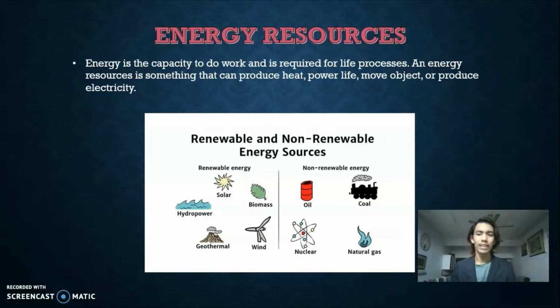So what is energy? Energy is the capacity to do work and it's required for life processes. And energy resources are something that can produce heat, power life, move objects or produce electricity. We can divide energy sources into two classes: first, renewable energy and non-renewable energy. Examples of renewable energy are solar, biomass, wind, geothermal, and also hydropower, while examples of non-renewable energy are oil, coal, nuclear, and natural gas.